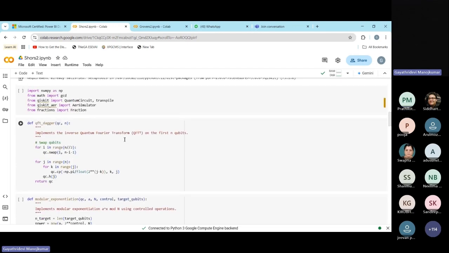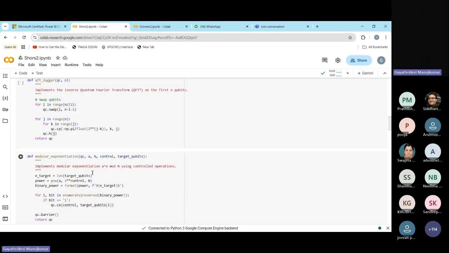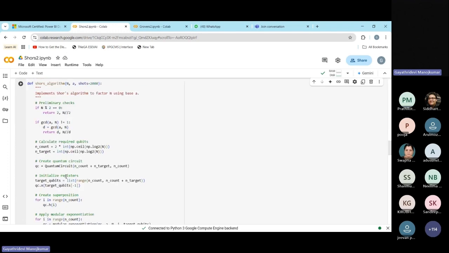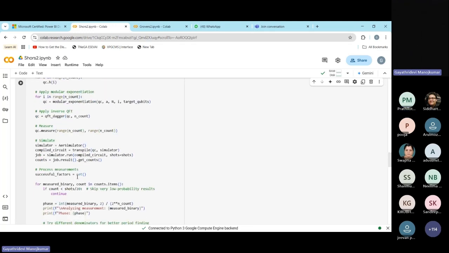One thing we need to keep in mind is that we need the modular exponential and the quantum Fourier transform, and then we find the period. In the case of Shor's algorithm, we set up one register for the superposition and another, the targeted register, for the modular exponential. Then we call the quantum Fourier transform to find the period r.